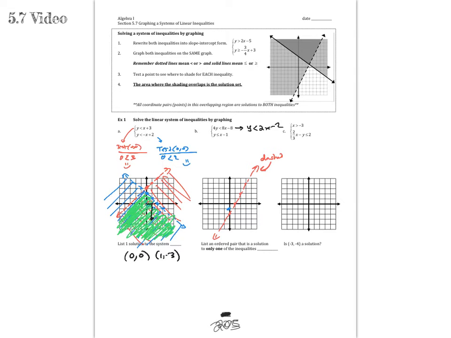So negative 1, and then the slope is positive 1. So I go like that. And this one's solid.